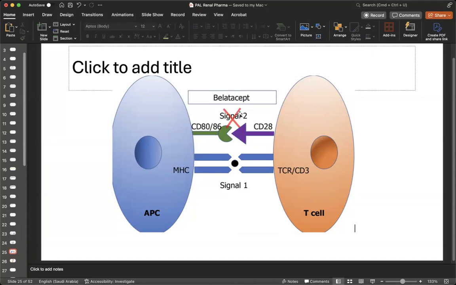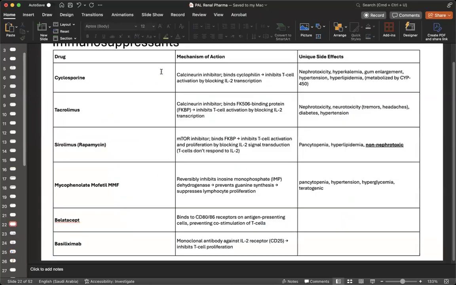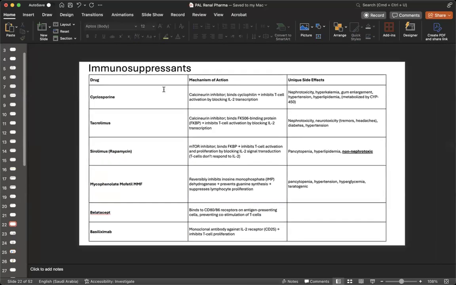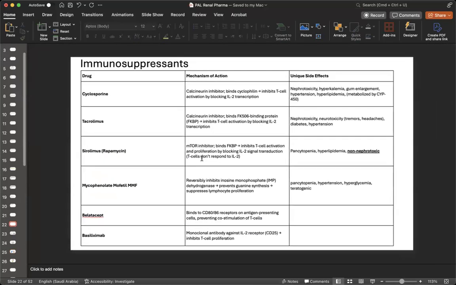antigen presenting cell. So belatacept is going to come in like a third wheel, or whatever you call it. It's just going to prevent CD80 and 86 and CD28 from interacting, which is going to prevent the T cell from being activated. Okay, so like I said, the main thing you want is immunosuppression by preventing activation of T cells.